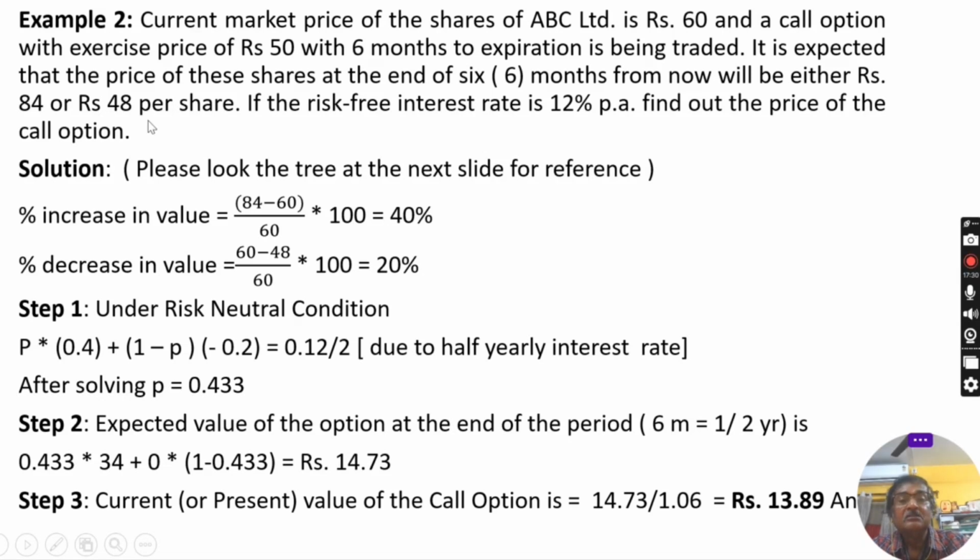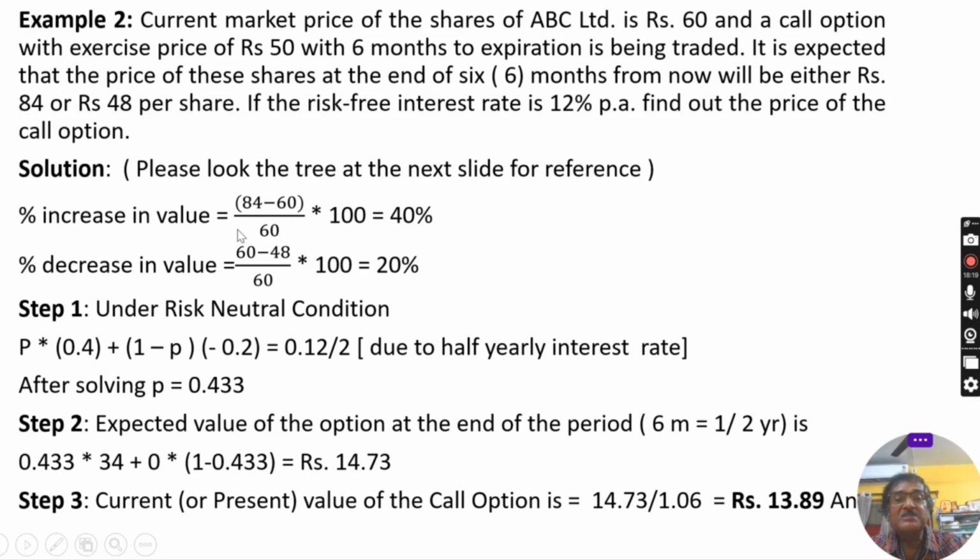I have already mentioned there are two possibilities. Either the price will be increased or decreased. This is the base of this topic. This is a binomial process. There are two possibilities. Either the value will be increased or decreased. The risk-free rate of interest is given. How much? 12% per annum. Find out the price of the call option. The tree I have already mentioned is given in the next slide. I am going to show you.